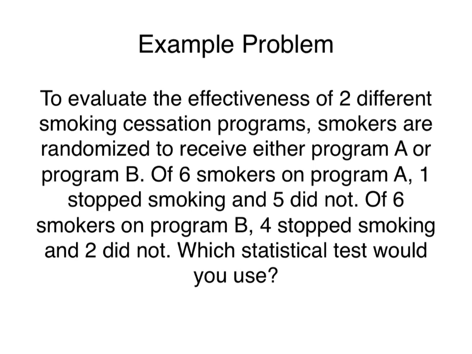Here's another example. To evaluate the effectiveness of two different smoking cessation programs, smokers are randomized to receive either program A or program B. Of 6 smokers on program A, 1 stopped smoking and 5 did not. Of 6 smokers on program B, 4 stopped smoking and 2 did not. Which statistical test would you use? So the explanatory variable is the program, either A or B, and the outcome is quitting smoking, yes versus no. So, assuming our assumptions are met, we would use a chi-squared test.